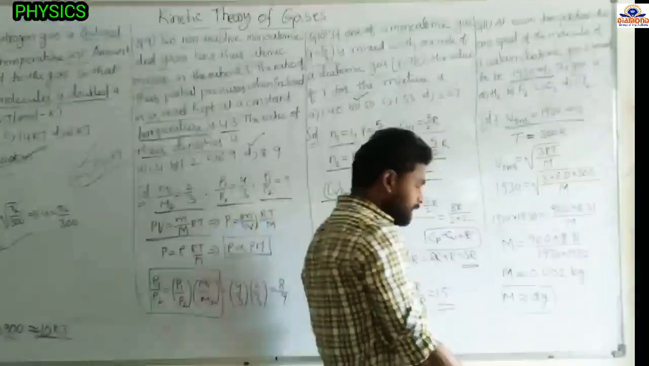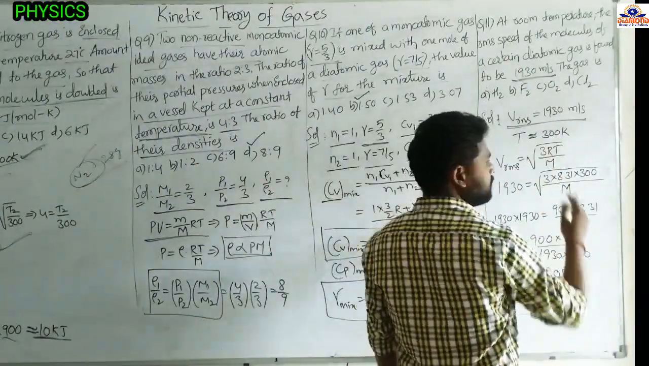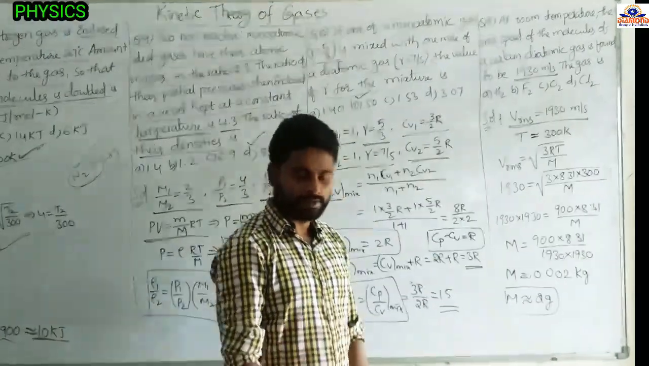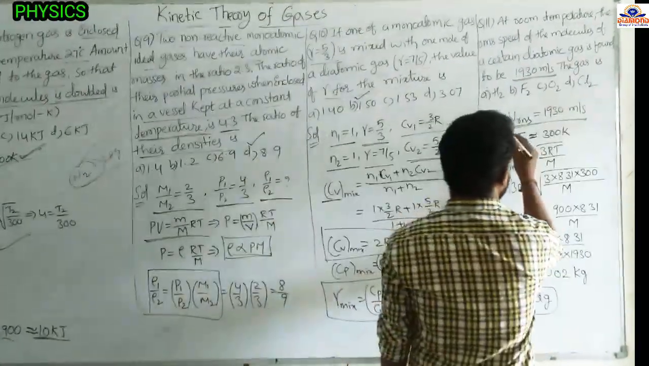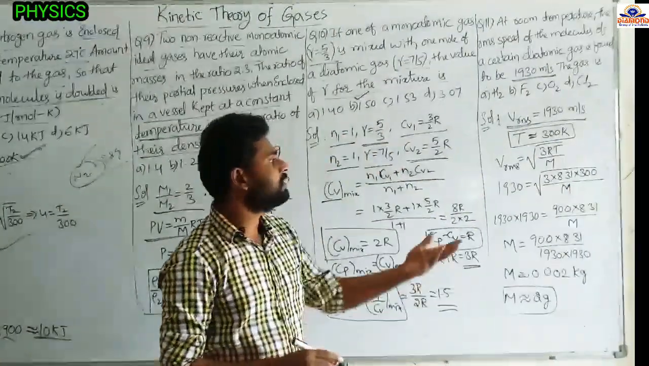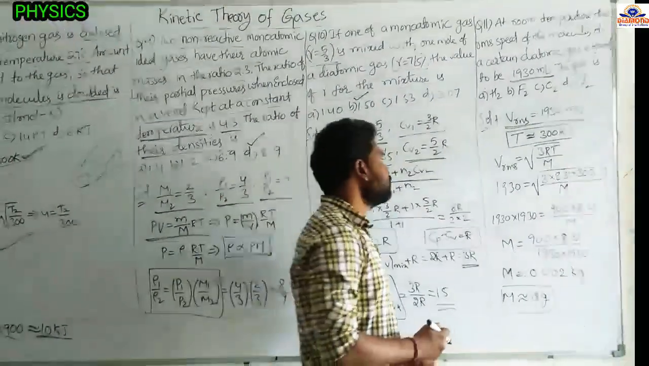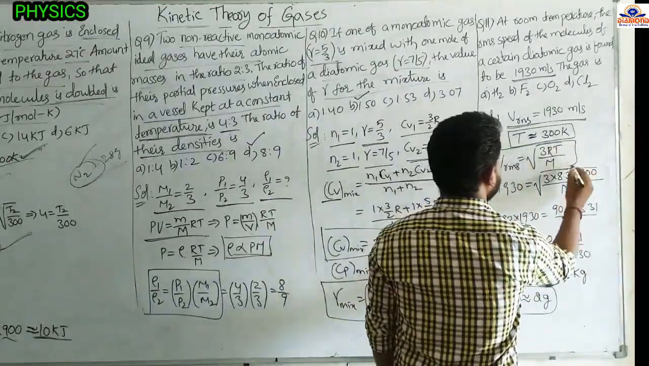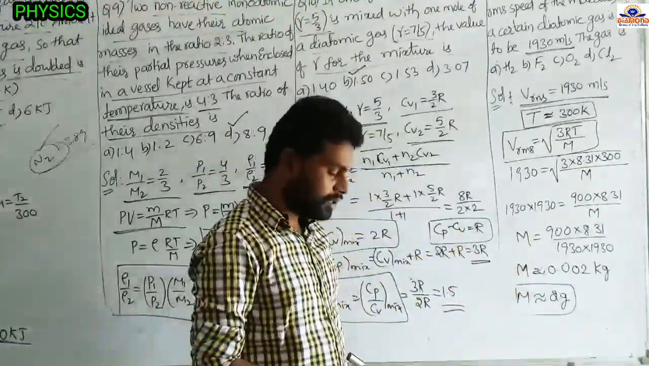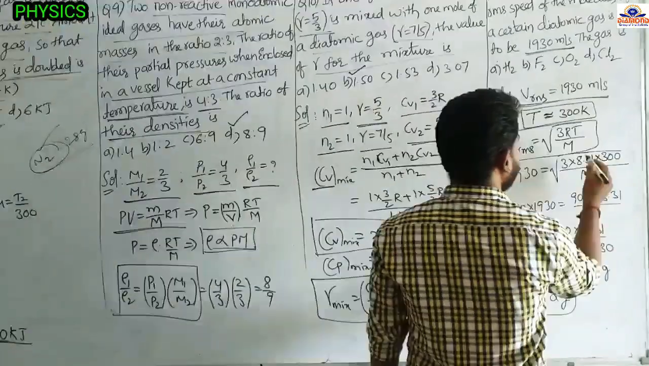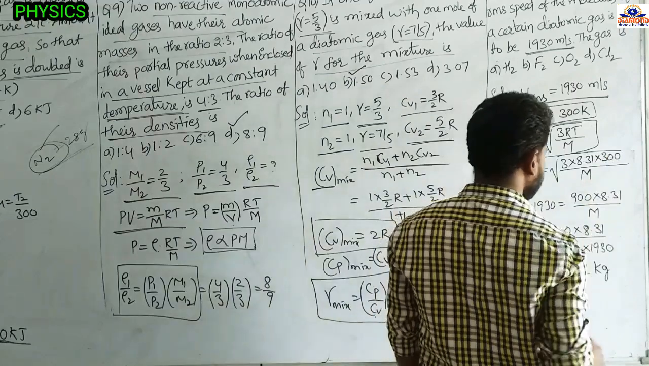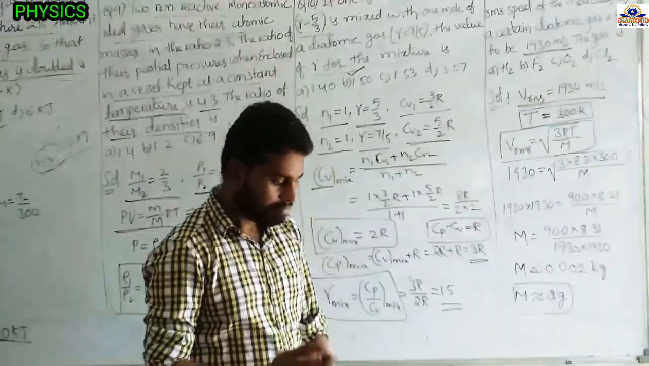And next, at room temperature they said. Room temperature is nearly 27 degrees centigrade we will take. Convert this 27 degrees centigrade into the Kelvin scale. Then the room temperature is nothing but 300 Kelvin. Now Vrms, already we know the formula, equals square root of 3RT by M. So Vrms value is 1930 equals square root of 3 into R value 8.31 into temperature 300 by capital M. Capital M is nothing but the atomic mass.